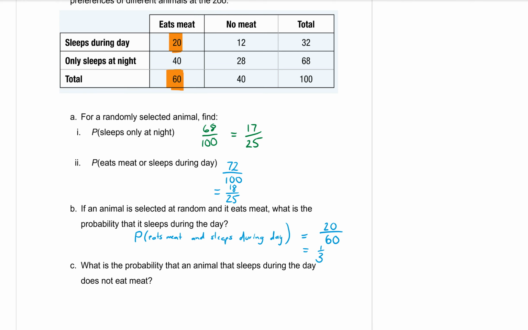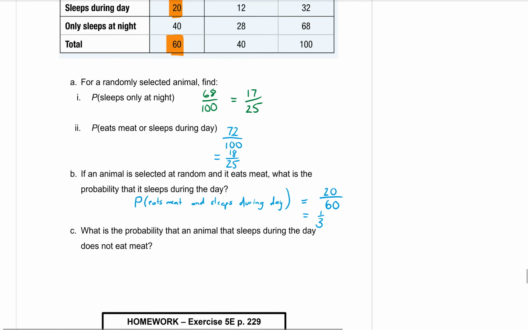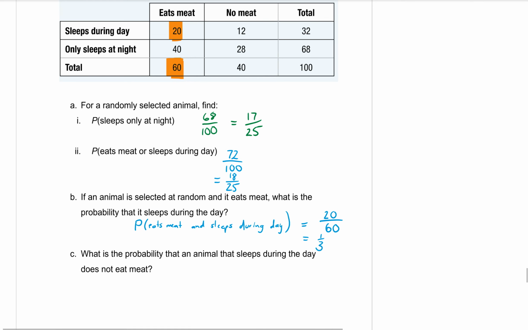Finally, what is the probability that an animal that sleeps during the day does not eat meat? Okay, so this time we're interested in the animals that sleep during the day. There are 32 animals that sleep during the day. What is the probability that it sleeps during the day and does not eat meat? So no meat means 12.